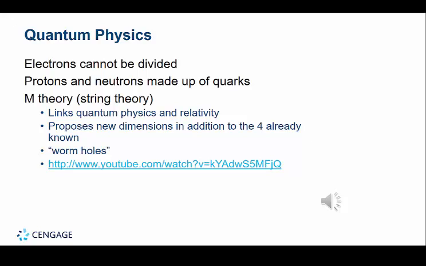According to quantum physics, electrons cannot be divided, and protons and neutrons are made up of quarks. This is all according to the M theory, also known as the string theory. The M theory is a concept that links quantum physics and relativity. It implies that electrons and quarks may not be particles, but may be small loops of rapidly vibrating string-like matter, for example, like a vibrating guitar string. This is now called, again, the string theory.